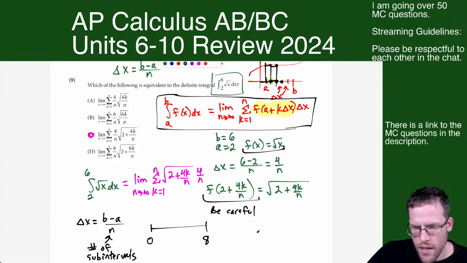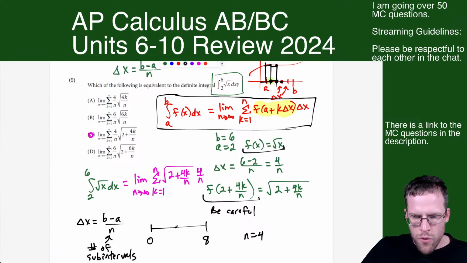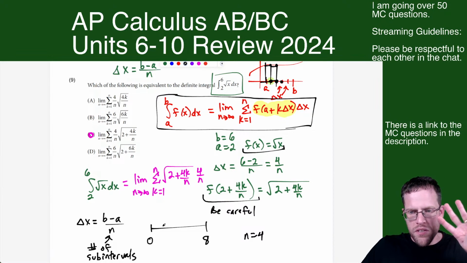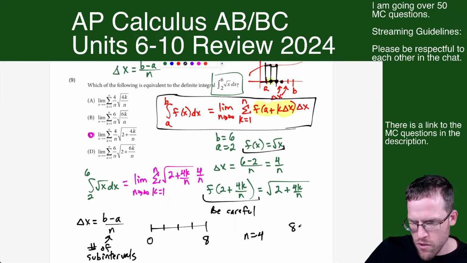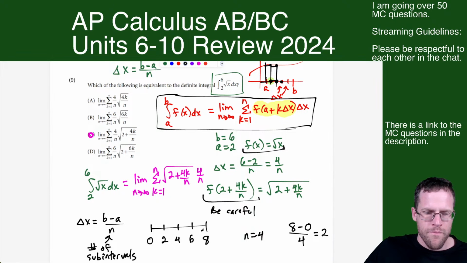So here, if I say n equals 4, think about this. If you break 0 to 8 into 4 equal pieces, how long is each piece? Well, you do the number on the right minus the number on the left, divided by the number of subdivisions. So this tells you to count by 2s. Then you're going 0, 2, 4, 6, and then 8.